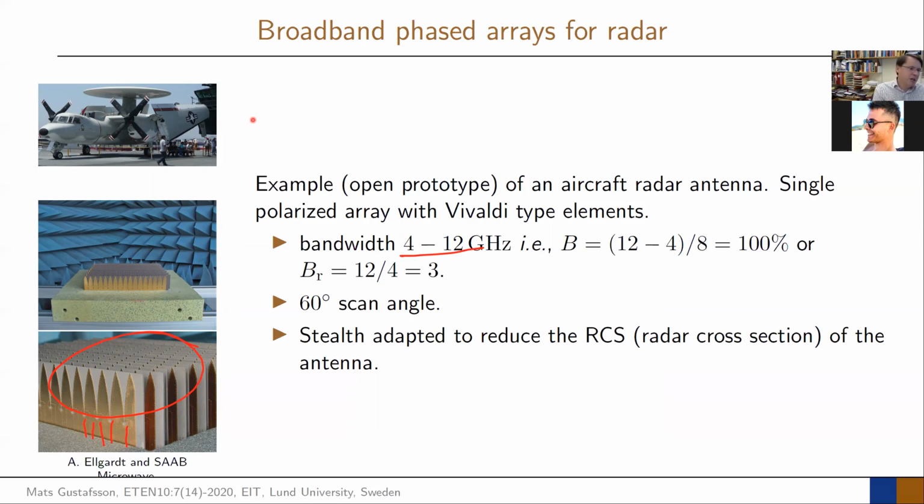And in some applications, they should be adapted also for RCS, which stands for radar cross-section, which means that these antennas should not be so visible for another person or another country if it's a military application. That's a radar type of antenna.